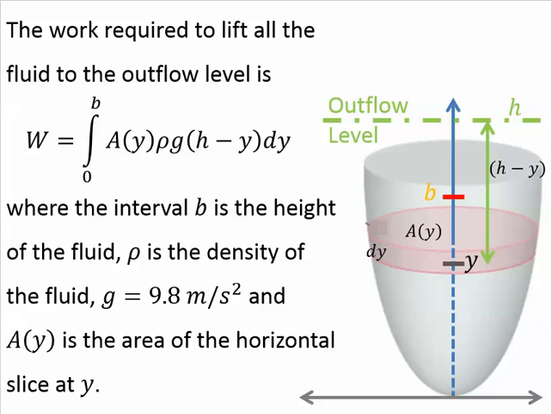The work required to lift all the fluid to the outflow level is given by this integral, where B is the height of the fluid. Rho is the density of the fluid. G is your acceleration due to gravity. And A of y is the area of the horizontal slice at y. And then, of course, don't forget H. H is your outflow level.